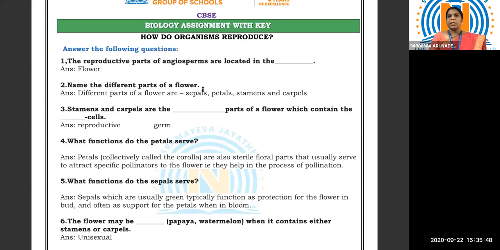Then second question, name the different parts of a flower. Different parts of a flower are sepals, petals, stamens, and carpels. So different parts of a flower are sepals, petals, stamens, and carpels.